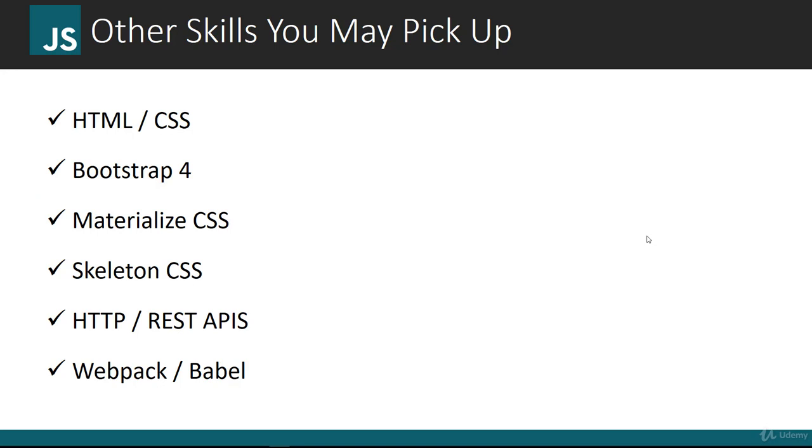So more HTML and CSS. We're going to use frameworks like Bootstrap 4, Materialize CSS, Skeleton CSS. You're going to learn more about HTTP requests, GET requests, POST, PUT, DELETE, REST APIs. We're going to be using something called JSON Server on the last project where we can create a fake REST API for our front end, and we'll build the front end using ES2015 modules. So we'll be using Webpack and Babel to compile newer features of JavaScript down to ES5.